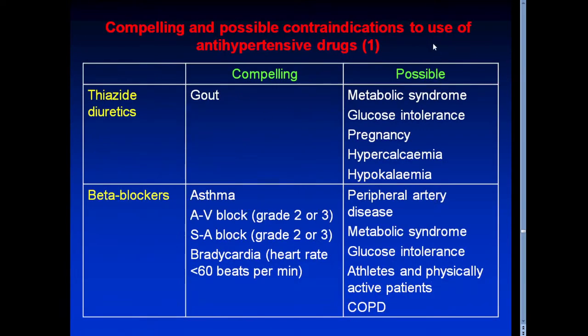Compelling and possible contraindications to use of antihypertensive drugs. For thiazide diuretics, compelling is gout; possible are metabolic syndrome, glucose intolerance, pregnancy, hypercalcemia, hypokalemia. For beta blockers, asthma, AV block grade 2 or 3, SA block, bradycardia; and possible peripheral artery disease, metabolic syndrome, glucose intolerance, athletes and physically active patients, and COPD.